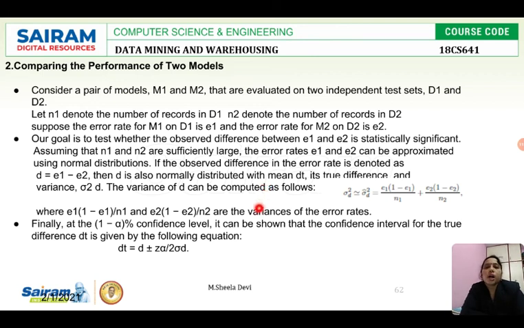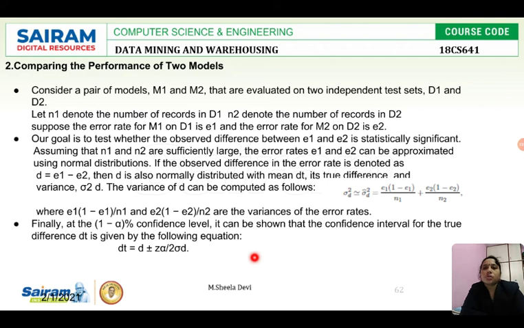We can also calculate the variance of D. This is the formula for calculating the variance. And finally, at the 1 minus alpha percent confidence level, we calculate the confidence interval using the formula: d_t equals D plus or minus z alpha by 2 into the standard deviation of D. So this is the formula to calculate the confidence interval using the second method.